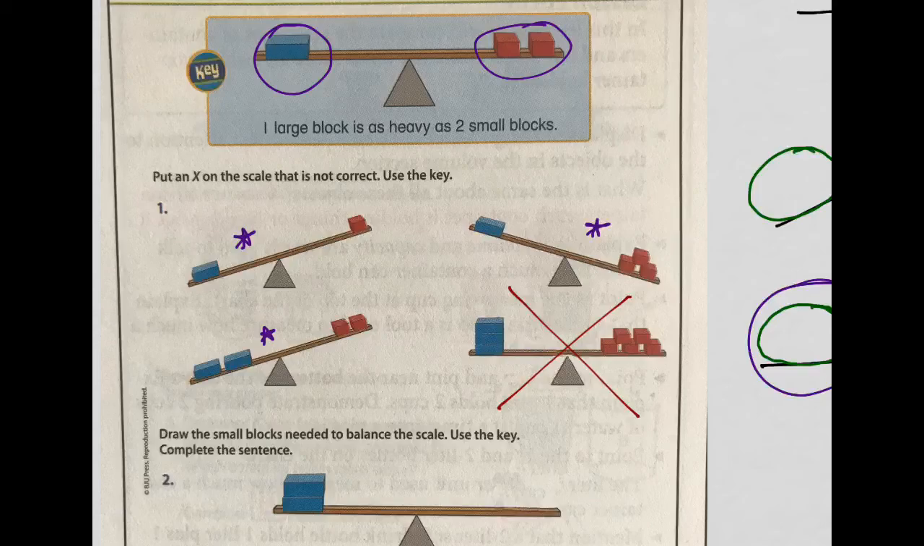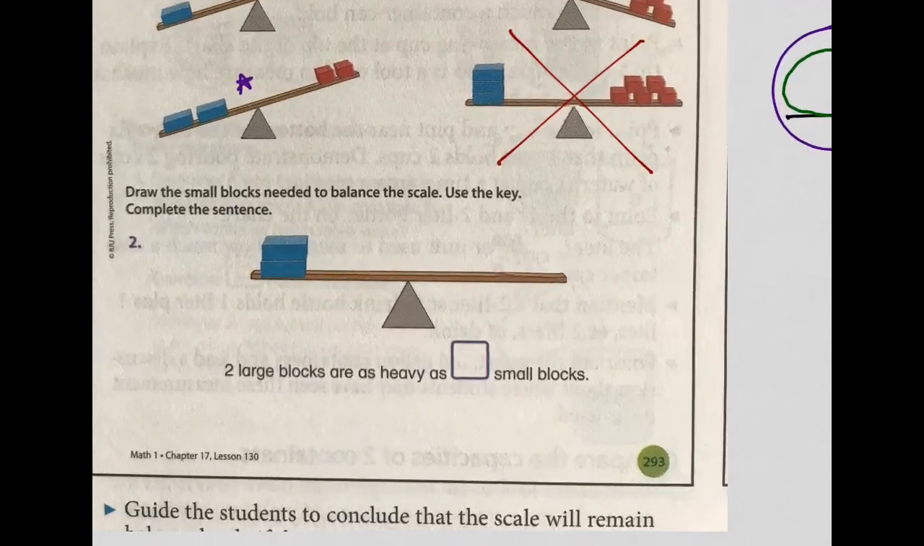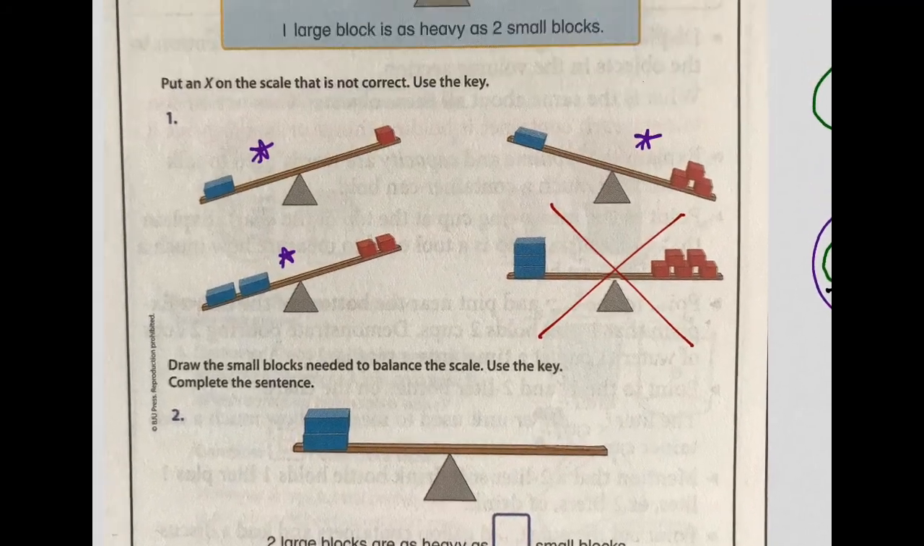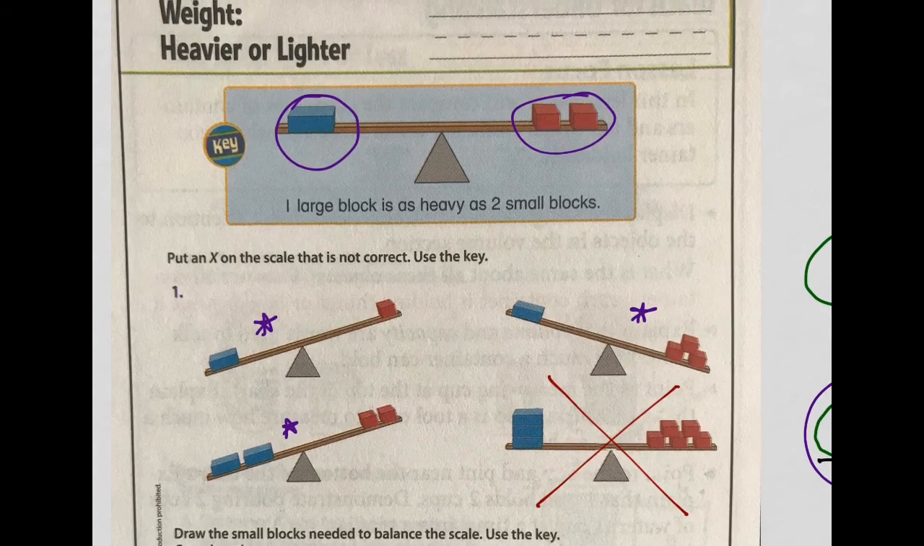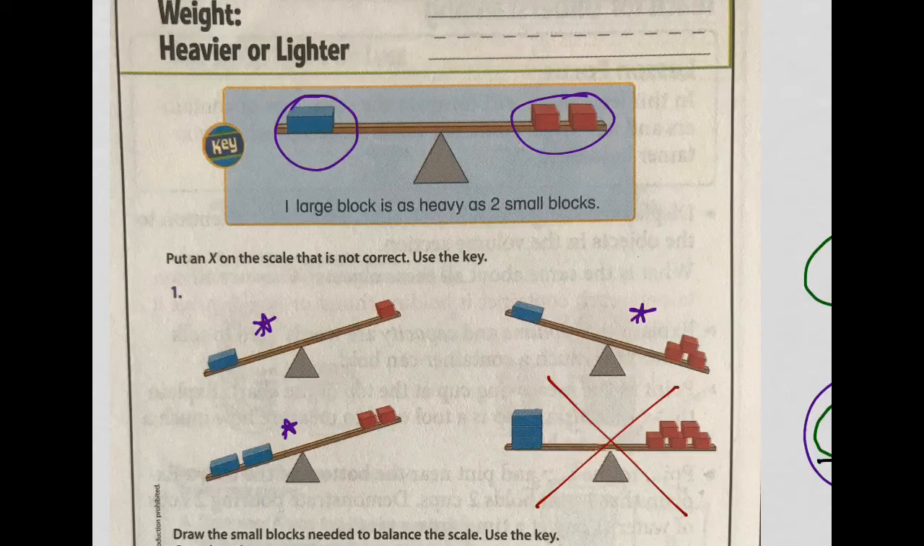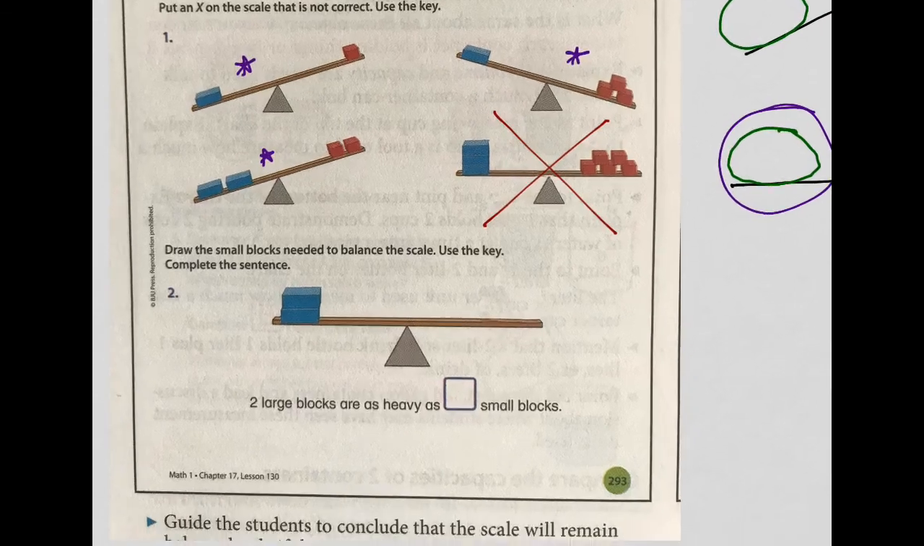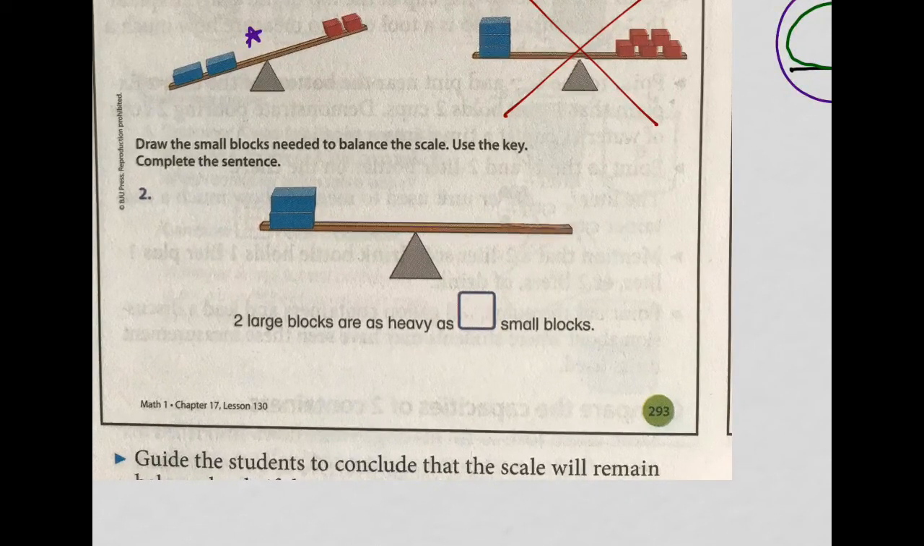Okay? All right, let's do the next one, number 2. Now we still need to use that key. Okay, look up here at the top again. 1 large block is equal to 2 small blocks. Okay, so now we're going to look at number 2. They want us to draw the small blocks needed to balance the scale. Use the key above.